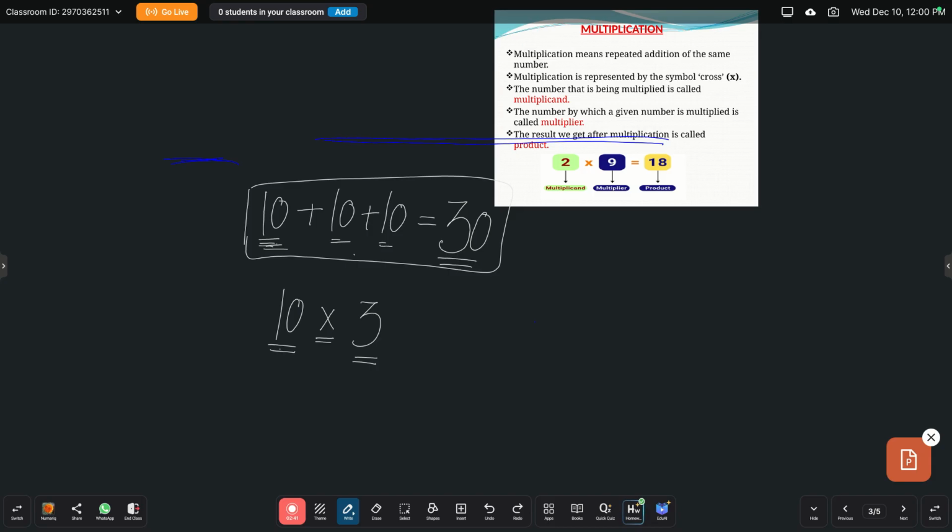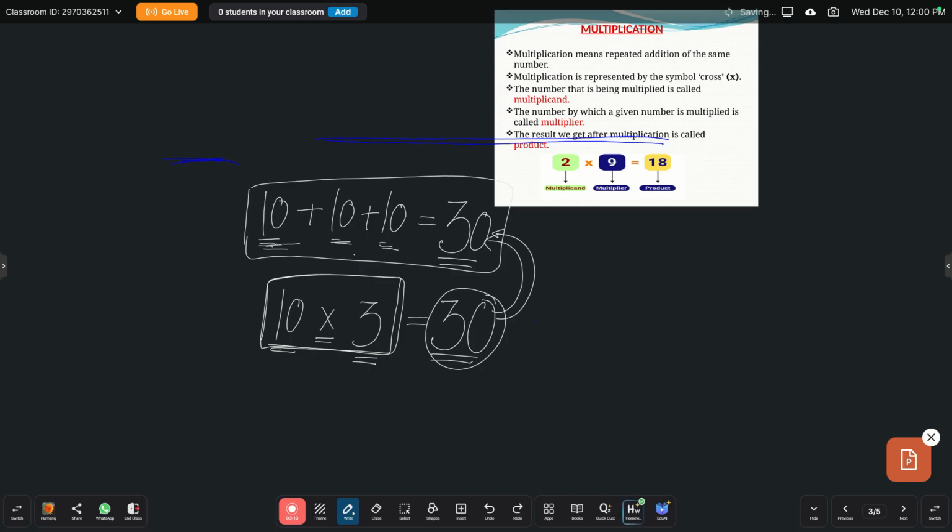Just recall the multiplication tables. Isn't this 10 multiplied by 3? Yes, this is 10 multiplied by 3. 10 into 3 is equal to 30. So I got the same answer that I got when I added this 10 3 times, isn't it?